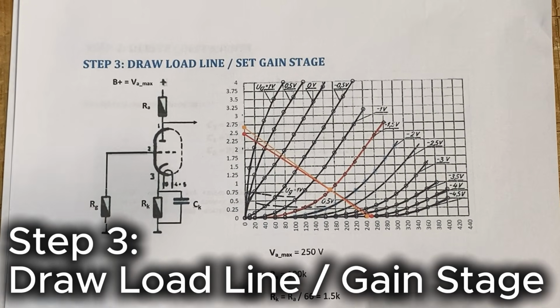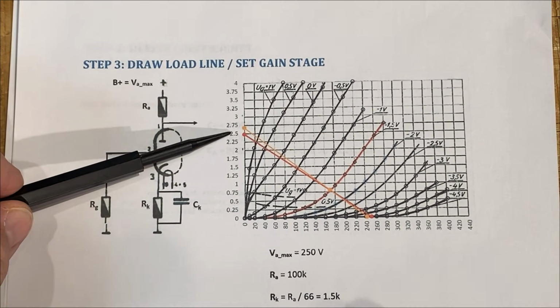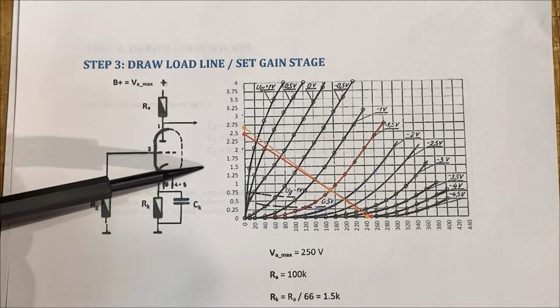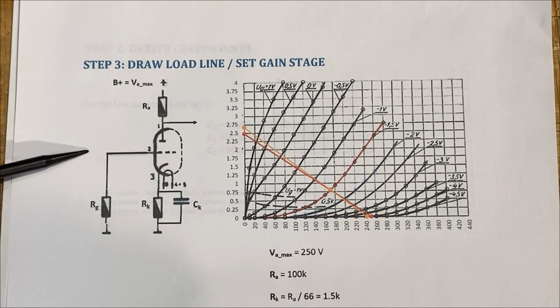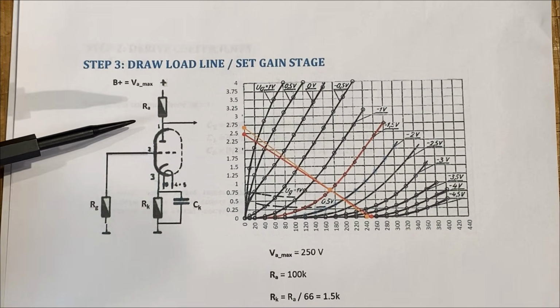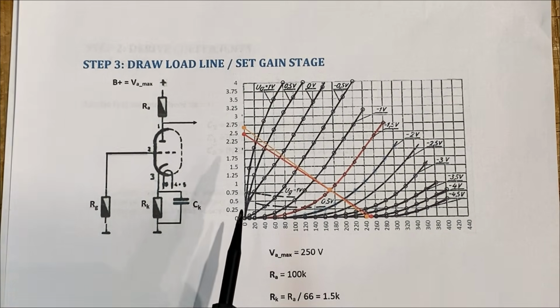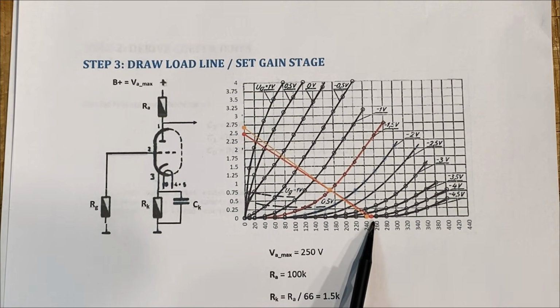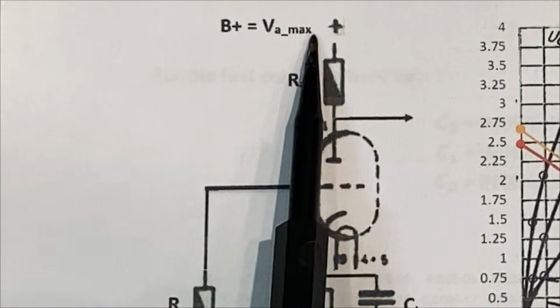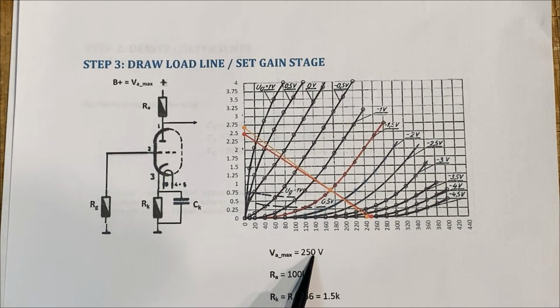Step number 3 in the process, we're returning to the curves for the triode. I have a generic gain stage here, and I have omitted the coupling capacitors coming into the grid and coming off of the plate here because they're not critical for the calculations that we're doing at this stage. So the first choice that I've got to make is deciding what voltage I'm going to run this gain stage. So my B plus voltage, that's going to be my maximum anode voltage, or my VA max. And I've chosen a value of 250 volts here.